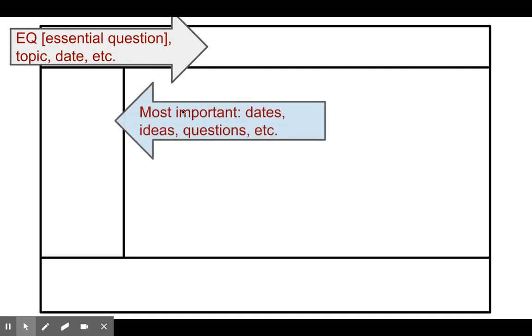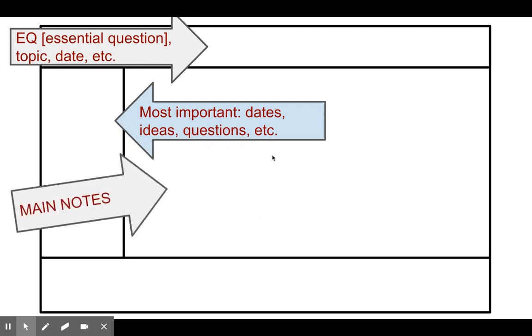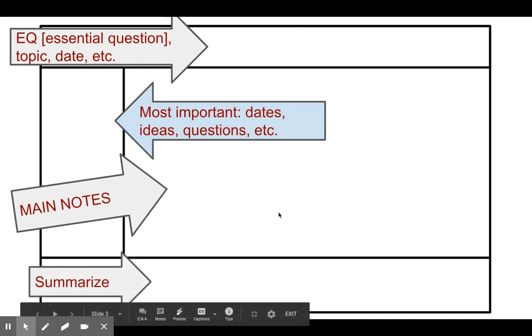And then you could put the date. Here, I'm actually going to have you put some questions in just a second, but sometimes you just put the important dates, ideas, etc. Today, though, we're going to do questions, and I'm actually going to give them to you ahead of time, so it's a lot easier. Main notes are here, and summary is here.